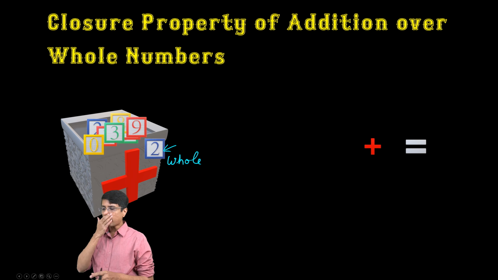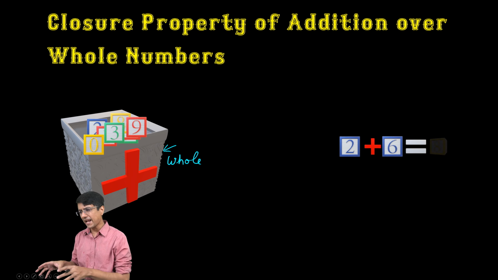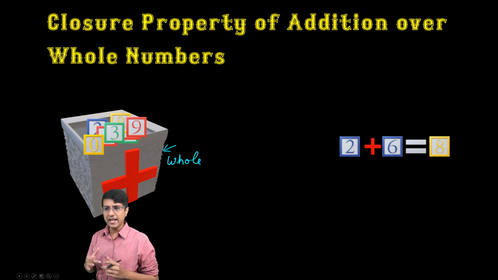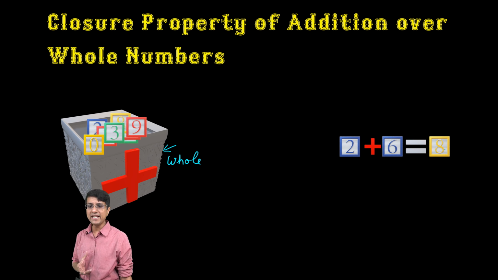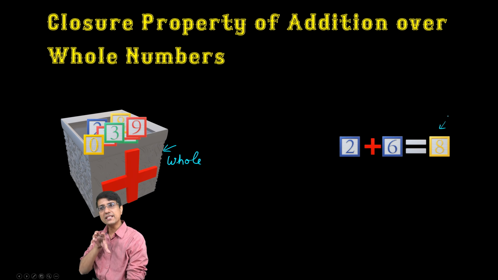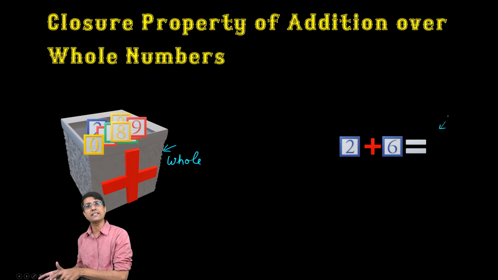One of the important properties of the bucket of whole numbers is that if I take any two numbers from this bucket and I add them together, so let's say that I took two numbers 2 and 6 and I added them together, the answer would be 8. This answer would 100% fall in this bucket itself, right?